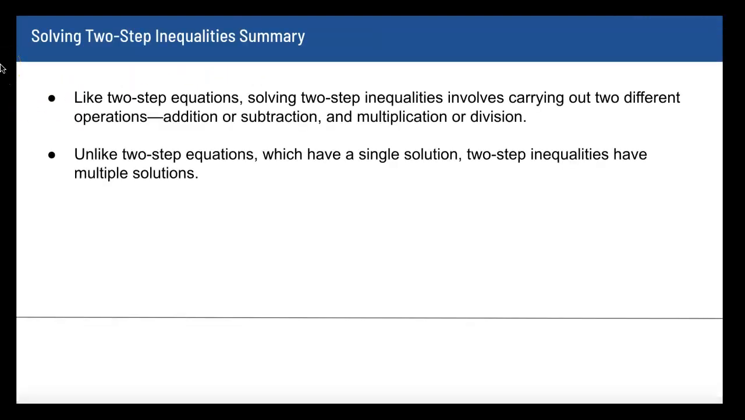To summarize this short lesson, like two-step equations, solving two-step inequalities involves carrying out two different operations, addition or subtraction, and multiplication or division. However, unlike two-step equations, which have a single solution, two-step inequalities have multiple solutions, such as any number less than 5 or any number greater than 3.